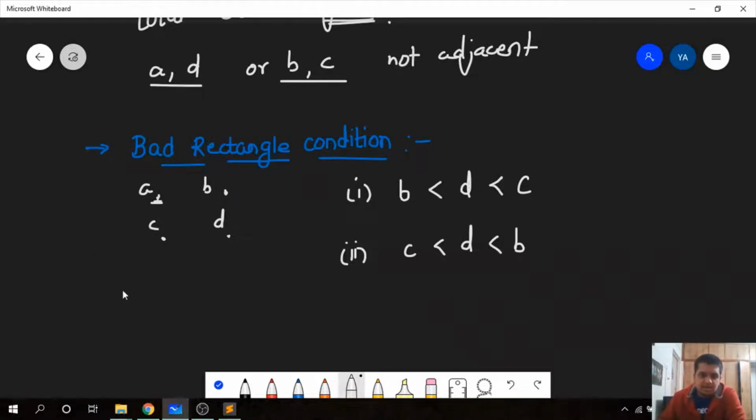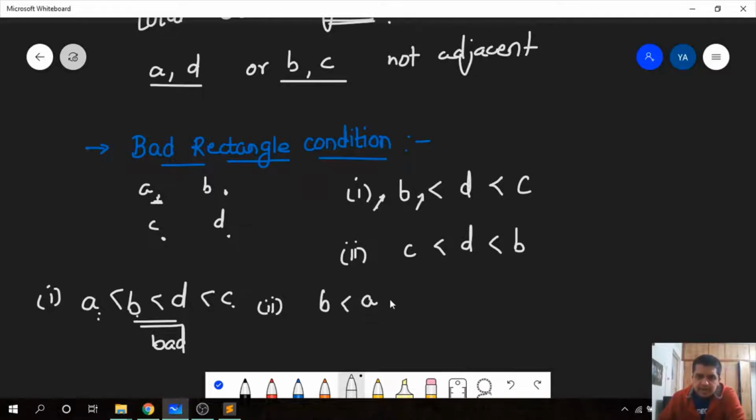So now let us see A, B, D, C. Here I am inserting A at the first position. So this is a bad rectangle because B and C are not together and A and D are also not together. So bad. Now let us insert A over here: B less than A less than D and less than C. So this is again a bad rectangle because B and C are not together.